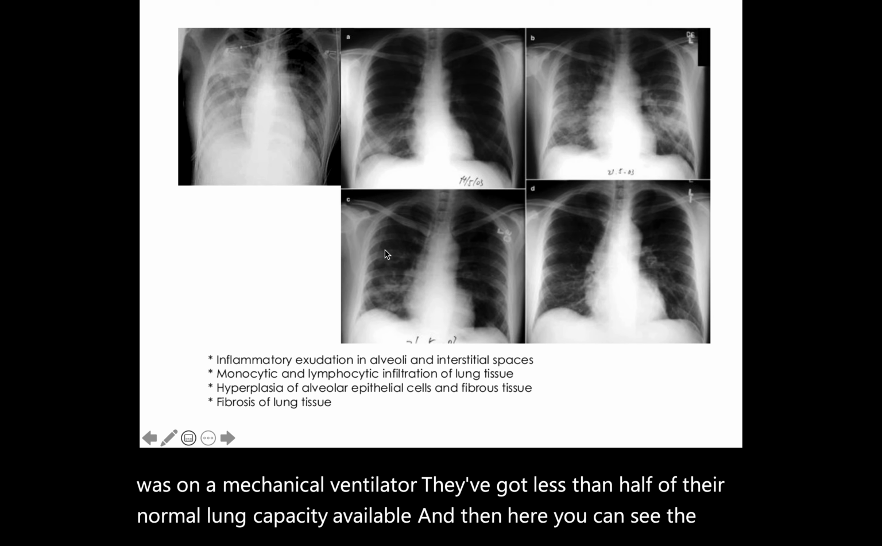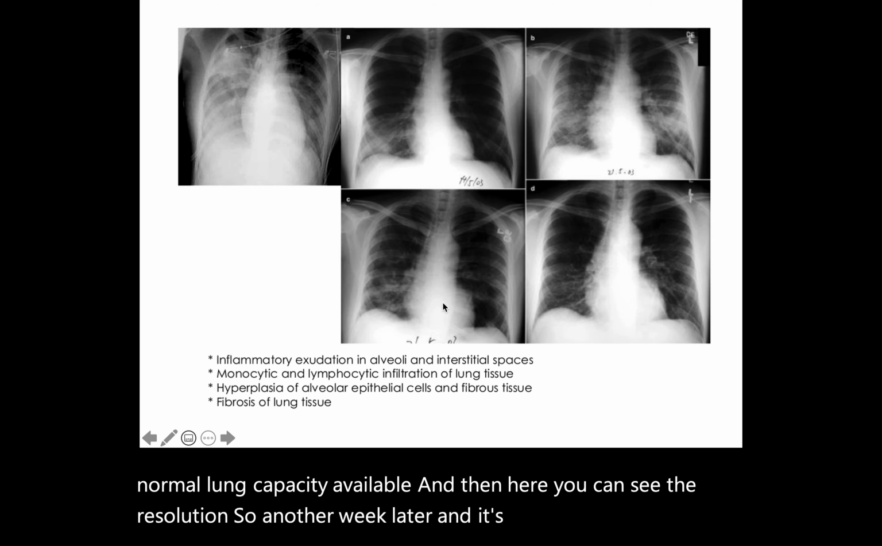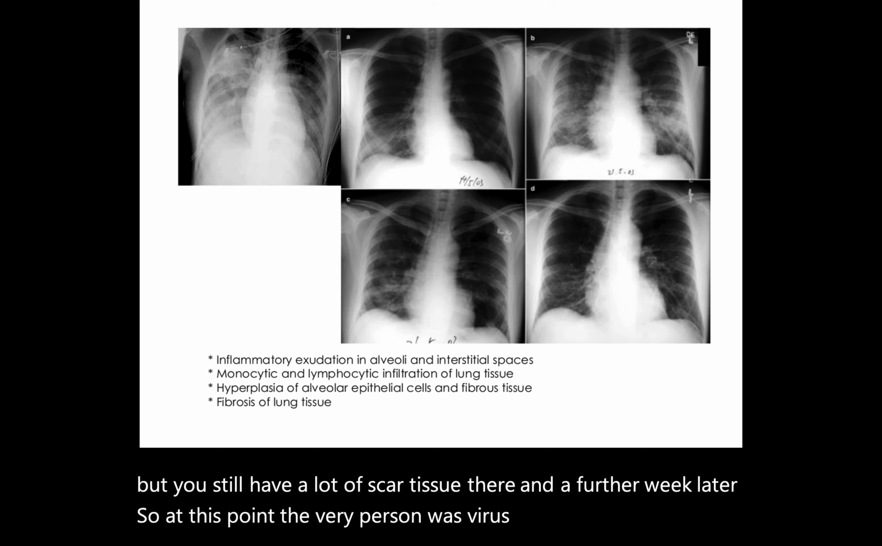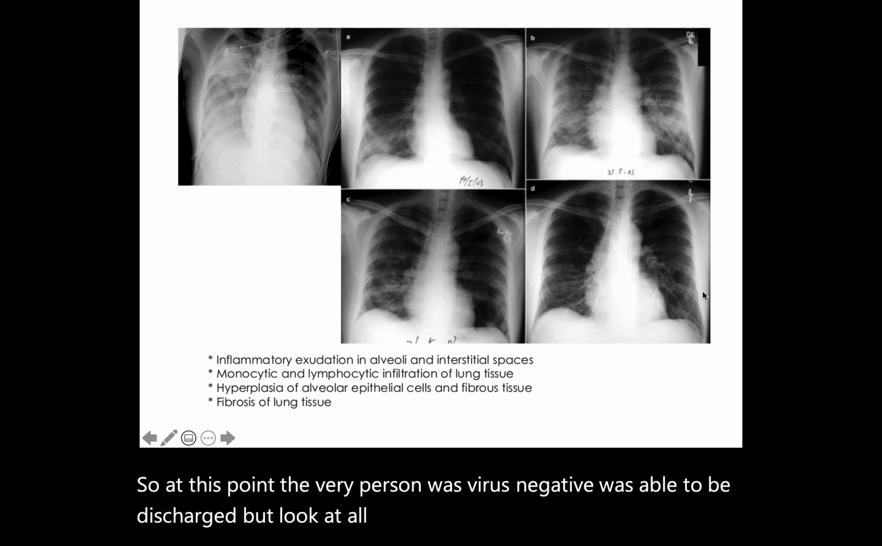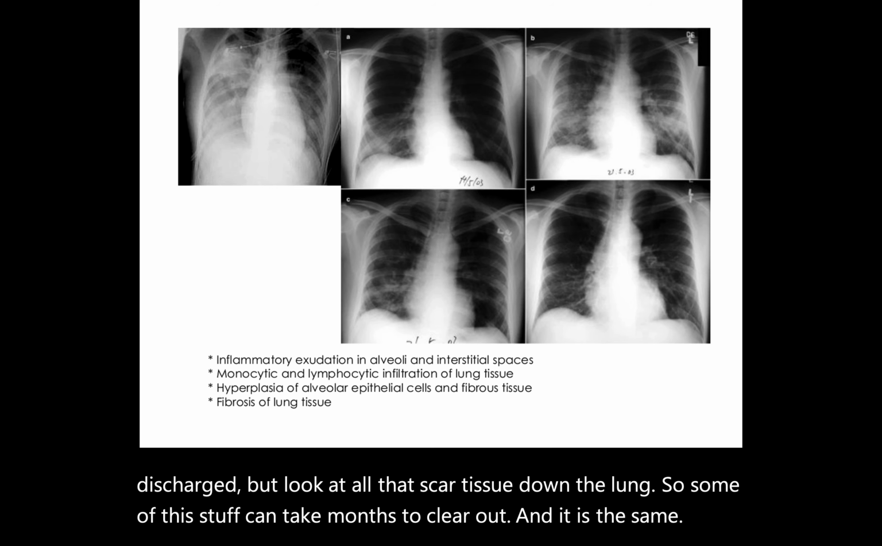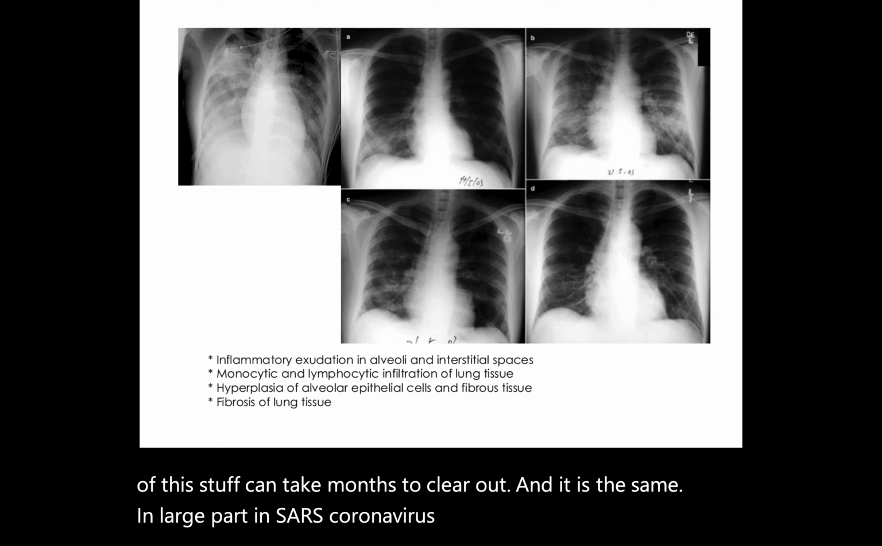So another week later, and it's gotten a little bit better, but you still have a lot of scar tissue there. And a further week later, at this point the person was virus negative, was able to be discharged, but look at all that scar tissue down in the lungs. Some of this stuff can take months to clear out, and it is the same in large part in SARS coronavirus 2 as well. There's damage in there.